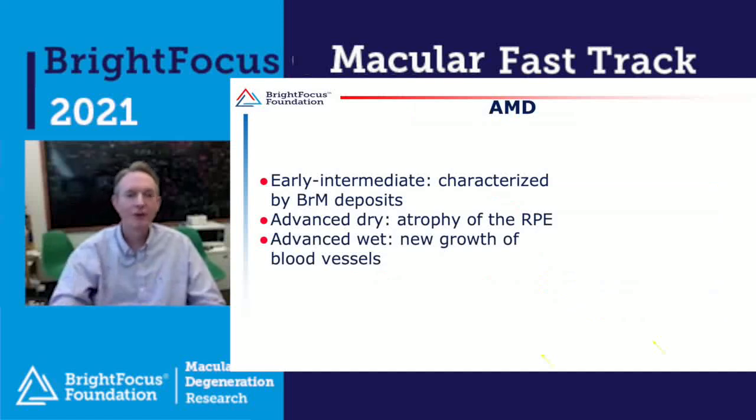So again, just to define these different categories, there's early and intermediate AMD, in which there are Bruch's membrane deposits and RPE changes that Dr. Duncan talked about earlier. Advanced AMD can either be in the form of advanced dry AMD, which is atrophy of the pigment epithelium, or advanced wet AMD, which is the new growth of blood vessels into the retina, or subretinal or sub-RPE space. We'll talk about that a little bit more shortly.